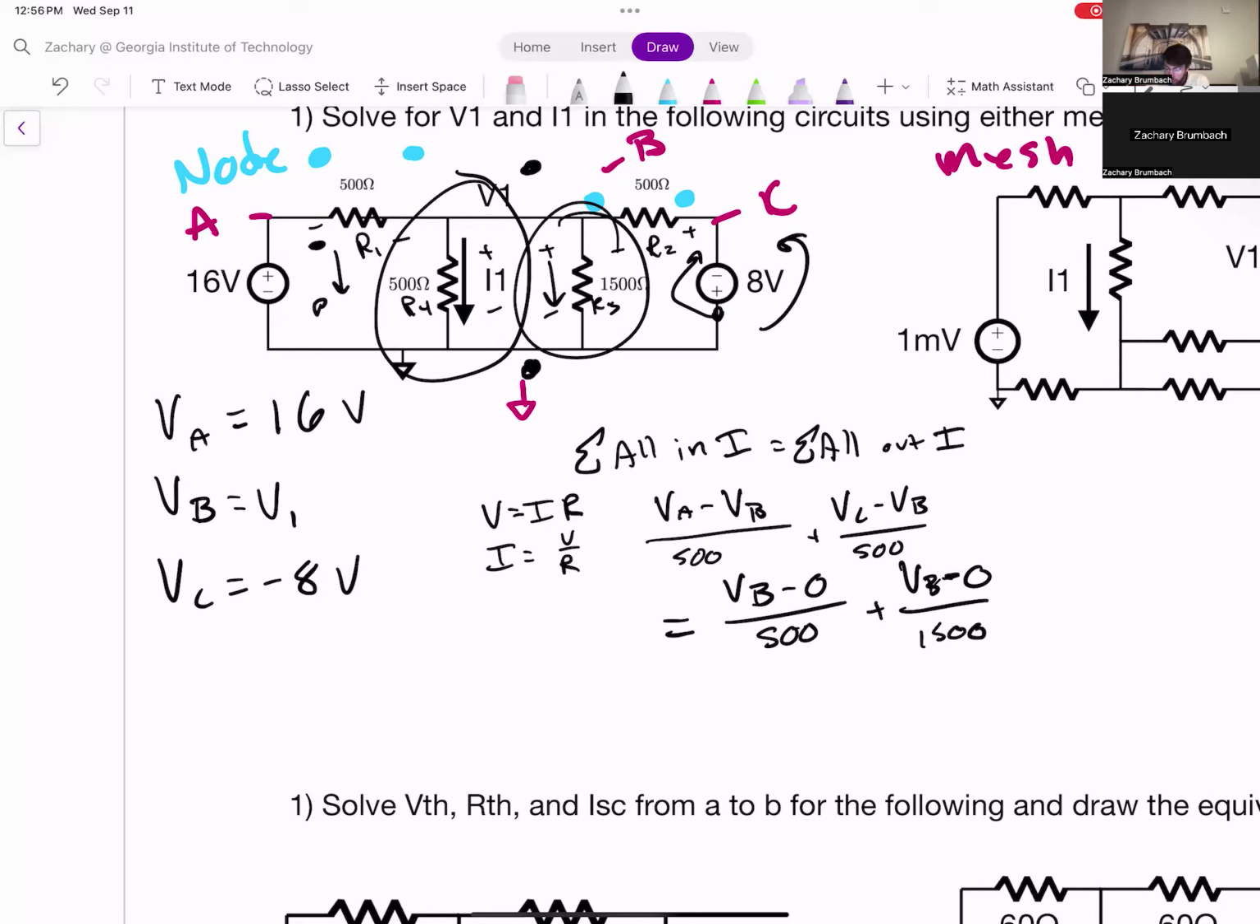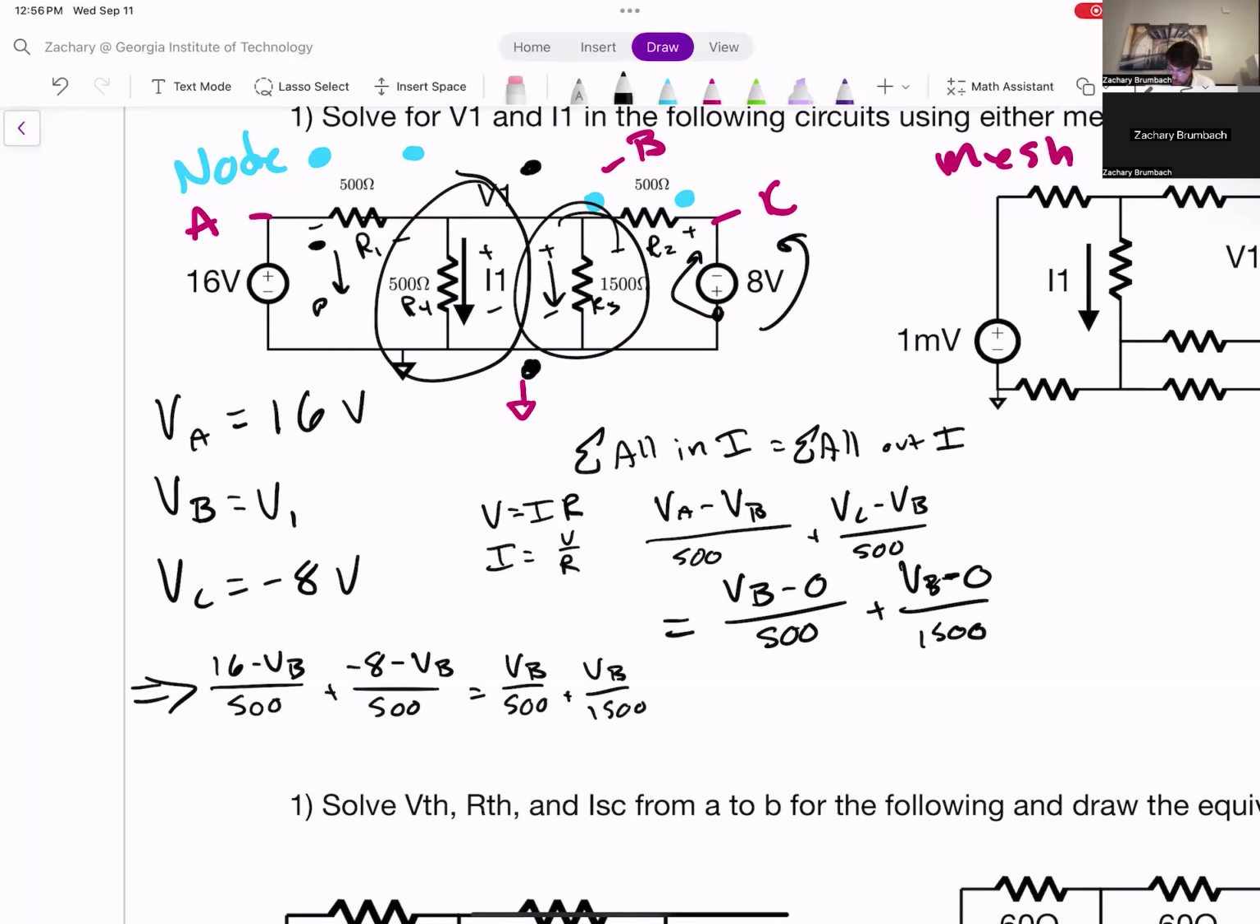And from here, we have one equation with one unknown, right? Because we know VA is 16 and VC is 8. So we can rewrite this as: 16 minus VB over 500 plus minus 8 minus VB over 500 equals VB over 500 plus VB over 1500.